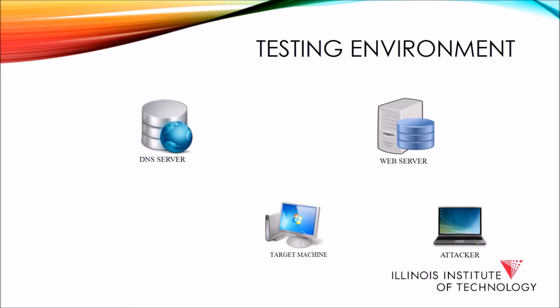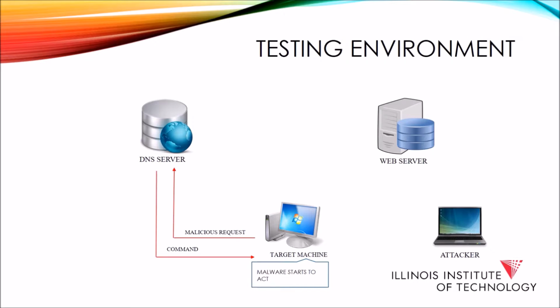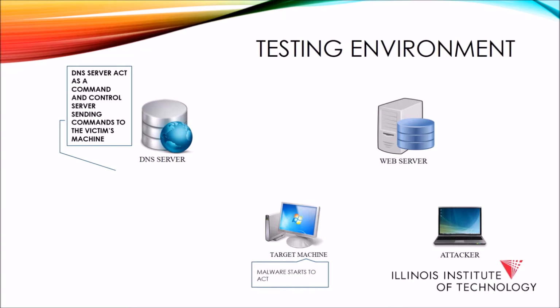But what the user doesn't know is that we keep track of every movement in his computer, and the malware starts to act as soon as he opens a browser. At the same time the target machine is making trustable IP requests, the malware is making malicious requests to the DNS server, receiving commands to extract files or any output. And the whole process is controlled from the DNS server, which acts as a command and control server, sending those commands back to the victim's machine.